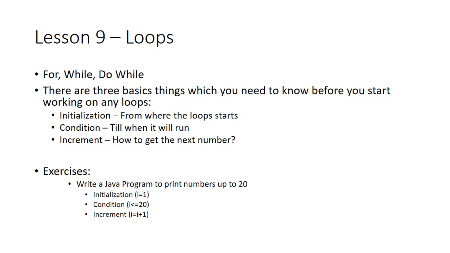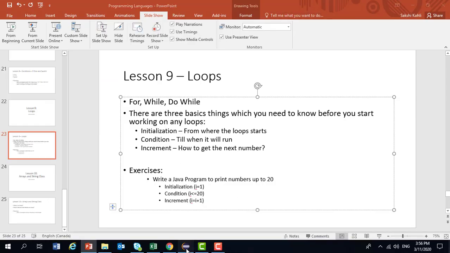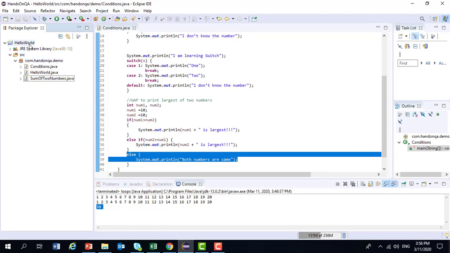Now, which loop to follow? Totally your preference, right? There is a slight difference between how do while works and the other loops, but you can use any one of them. It is just your personal preference. Now, which one is popular? For is popular. Most of the developers or most of the people like to use for.